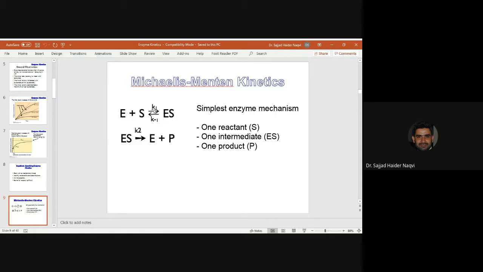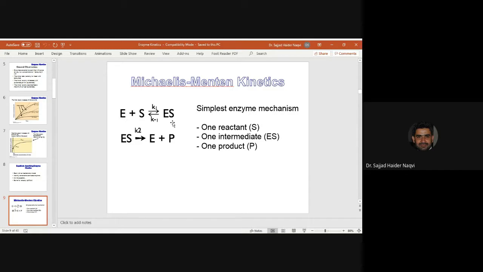There is a constant for this reaction. Every chemical reaction has a constant. So the constant for this chemical reaction is K1. Now look at the reaction, this is a reversible reaction. That means at this stage, this enzyme substrate complex can be converted back to the free enzyme and substrate. So that's why it's shown here with the reversible arrow. And the constant for that reversible reaction is, let's say, K minus 1.